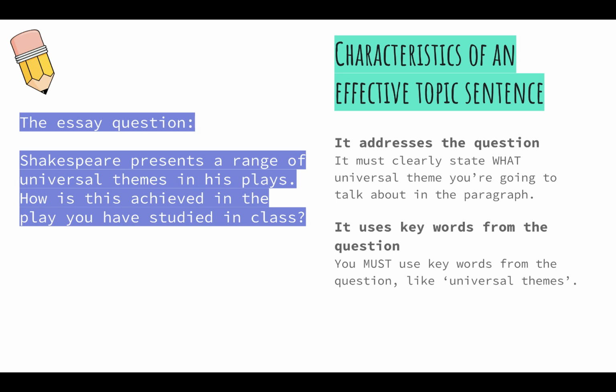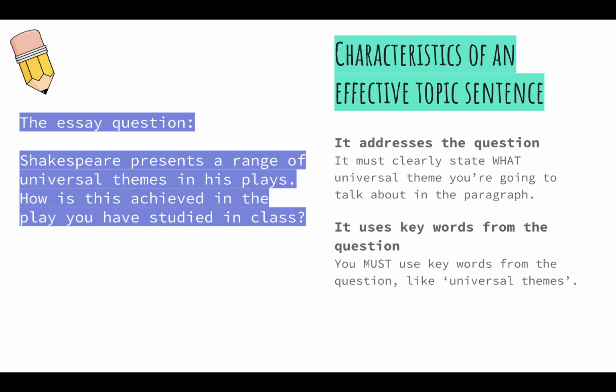Now, the essay question is this. Shakespeare presents a range of universal themes in his plays. How is this achieved in the play you have studied in class? All right, so it's really important to keep that in mind. That is what you're going to be addressing in your essay.